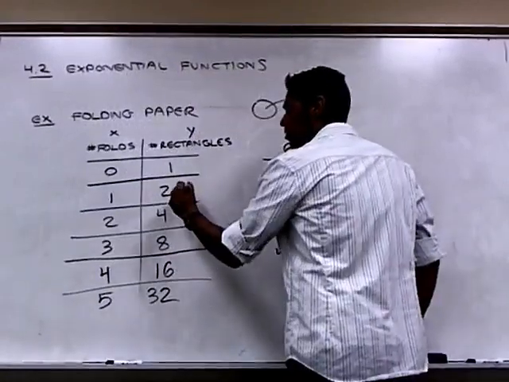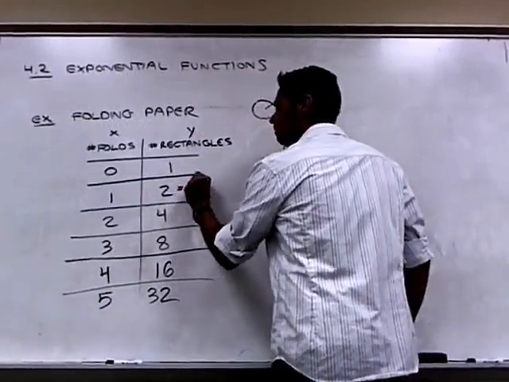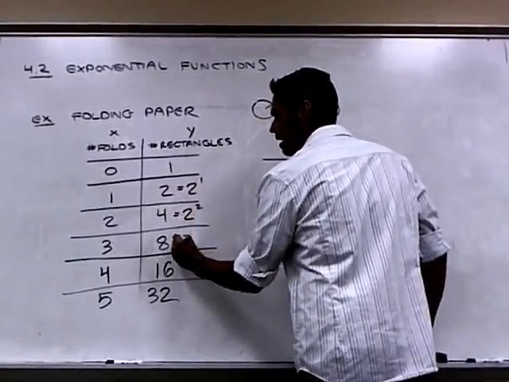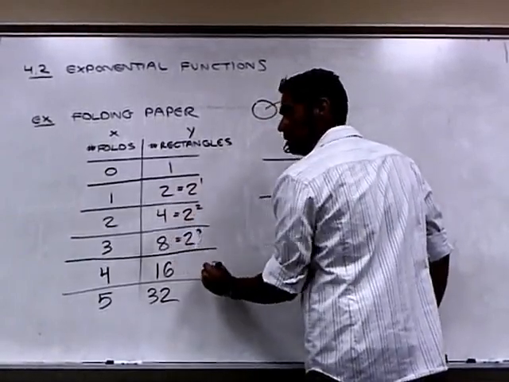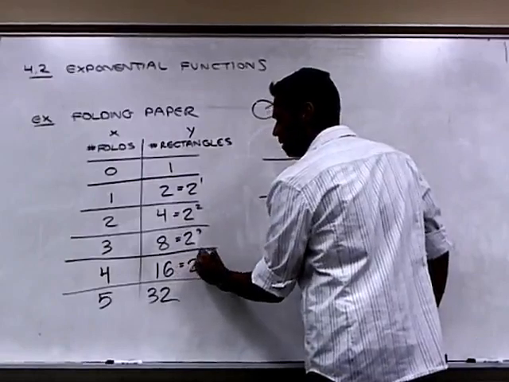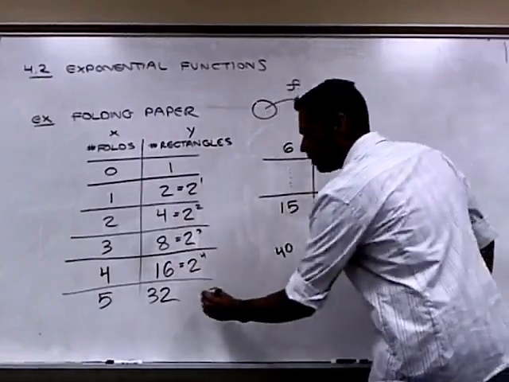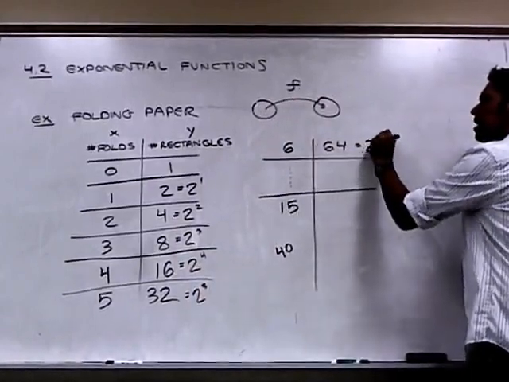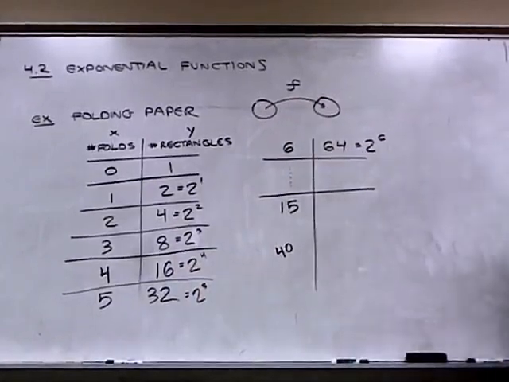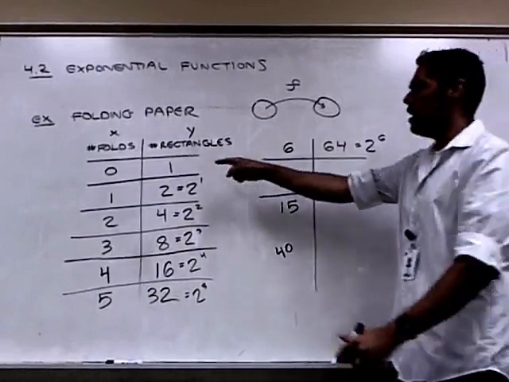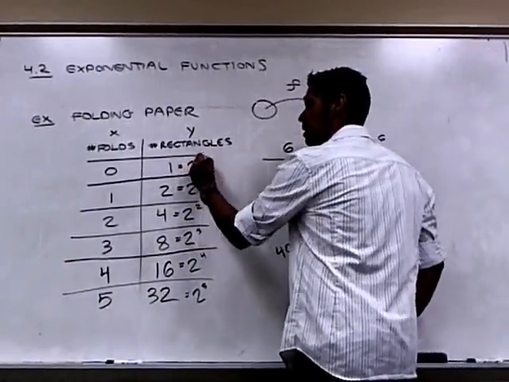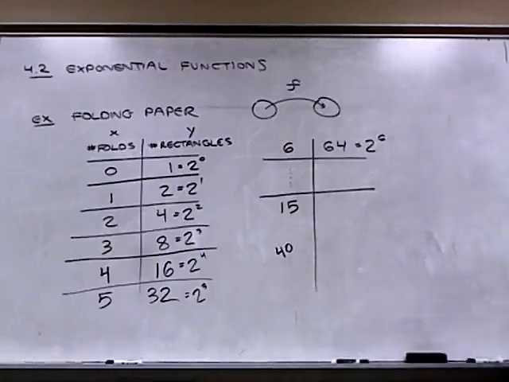Do you agree that 2 is 2 to the 1st power? Do you agree that 4 is 2 squared? Do you agree that 8 is 2 cubed? Do you agree that 16 is 2 to the 4th? Do you agree that 32 is 2 to the 5th? Do you agree that 64 is 2 to the 6th? Right? What is 1? 2 to the 0, isn't it? I mean, it is, right? Anything to the 0 is 1.